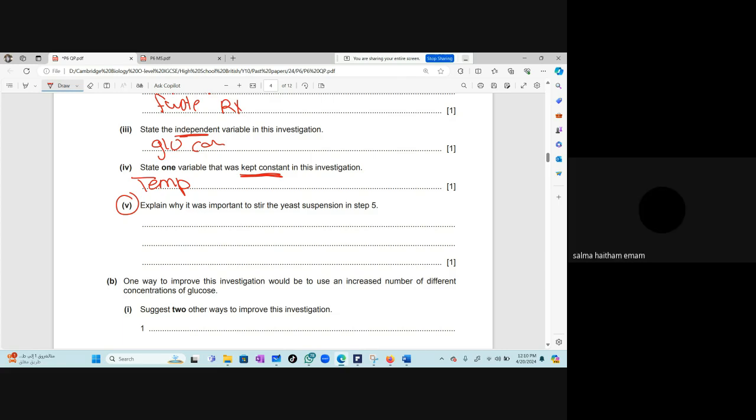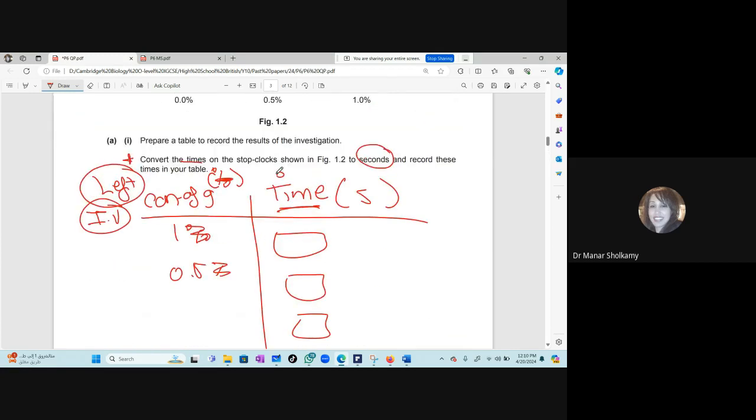Why did they sterilize here? Let's see the question. Okay, you will see the mark scheme. Here, they are asking about stirring. Why is it necessary to stir the yeast in step 5? Why did we need to stir? So that we activate it.